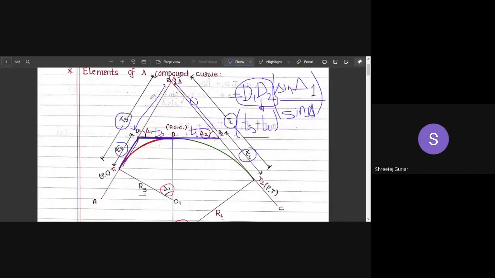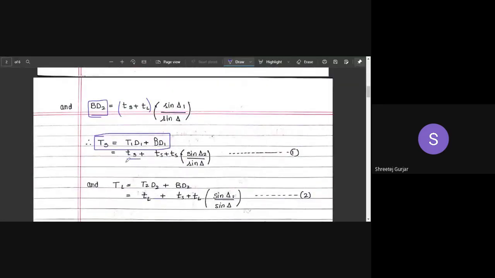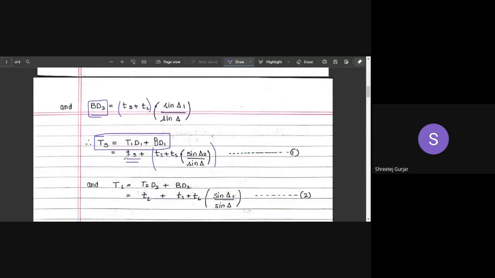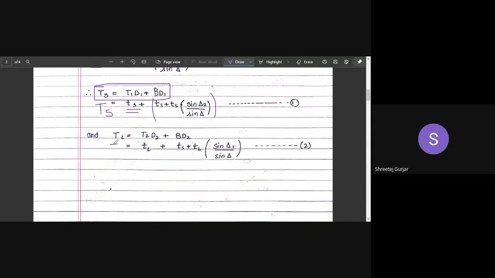So TS plus this particular length, and similarly here it will be TL plus this particular length, B D2 length, for which we have derived a formula. So you have to add both of those. TS is the short tangent length, and this B D1 we have calculated. So it is TS plus this particular thing. This is your total tangent length for a short curve. Similarly, for the longer curve it is TL plus this particular formula B D2. So this is your tangent length for the longer curve.